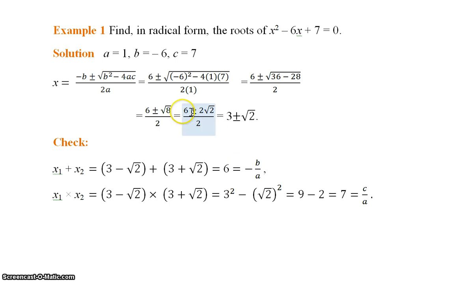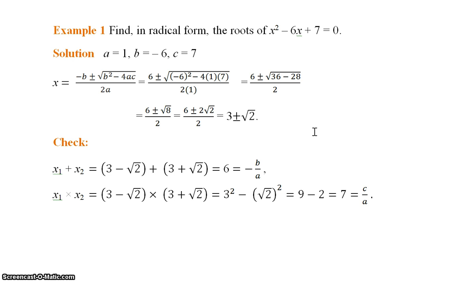Now we divide each term of the numerator by 2. 6 divided by 2 is 3. 2 square root of 2 divided by 2 is square root of 2. Therefore, the given quadratic equation has two roots. One root is 3 minus square root of 2, and the other root is 3 plus square root of 2.